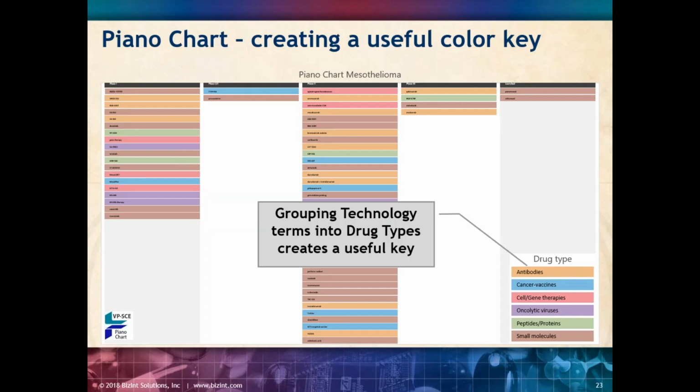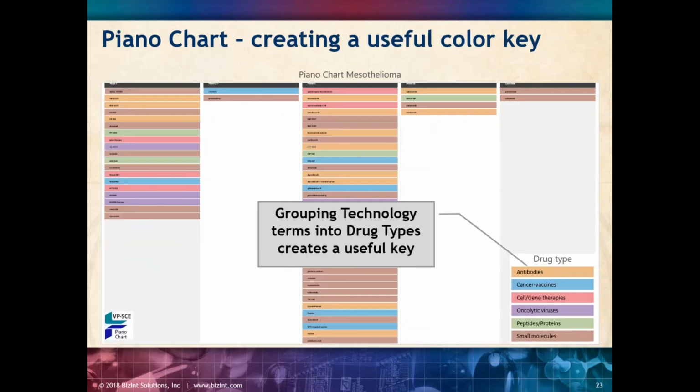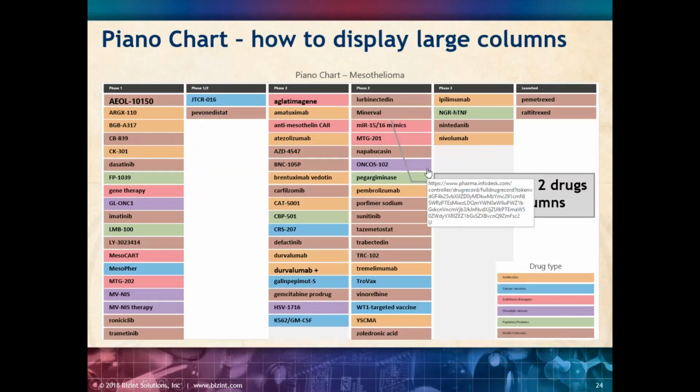So also pipelines aren't always nicely distributed by phase. Here the visualization's being distorted by having a large number of phase 2 drugs. So we'll split phase 2 into 2 columns, which gives us a more readable and attractive piano chart. Okay, let's talk a little bit more about color.